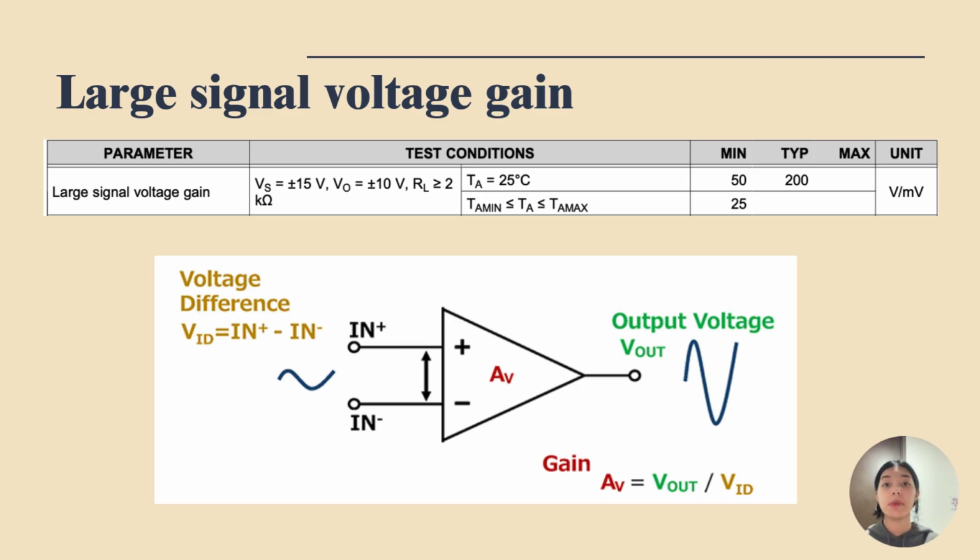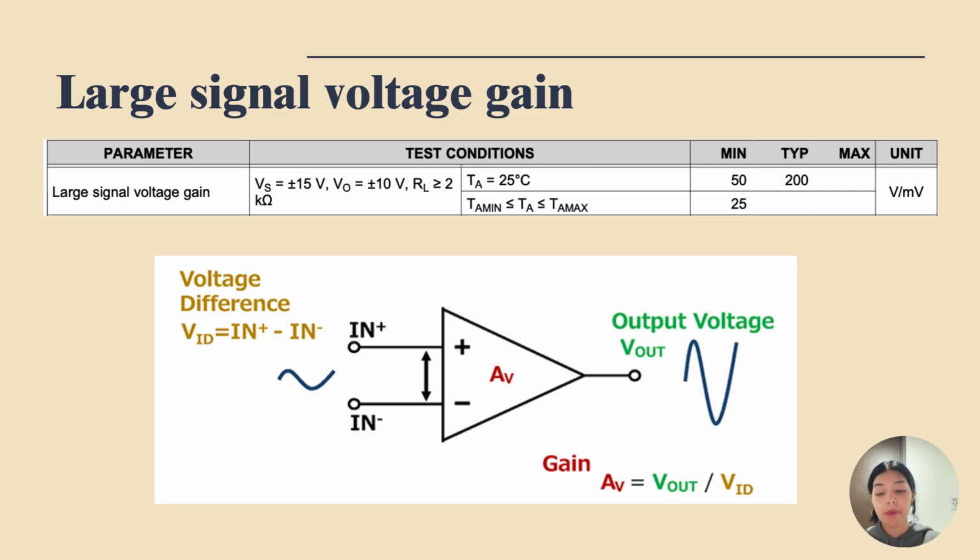The large signal voltage gain of an operational amplifier refers to the ratio of output voltage change to input voltage change when the op-amp is operating with large signal variations. It defines how effectively the operational amplifier can amplify an input signal over a wide output voltage range, typically spanning from near the negative power rail to the positive power rail.